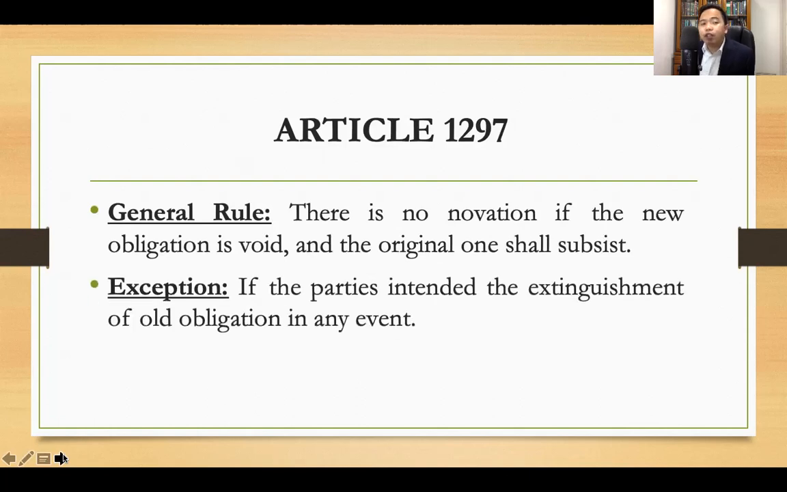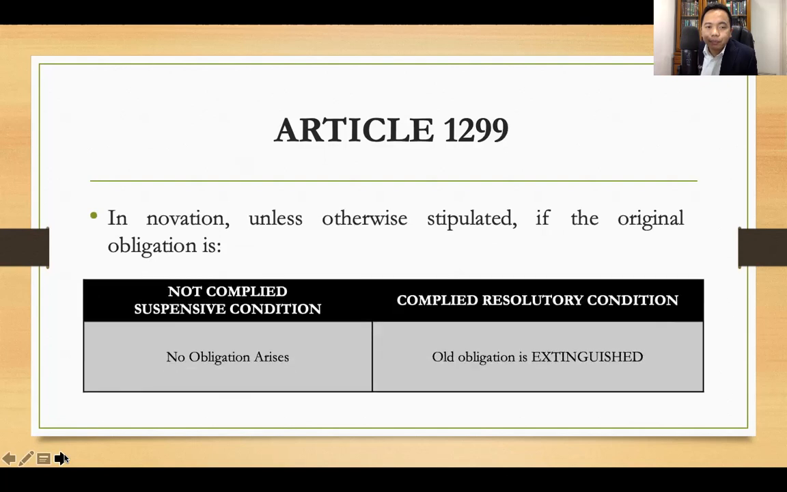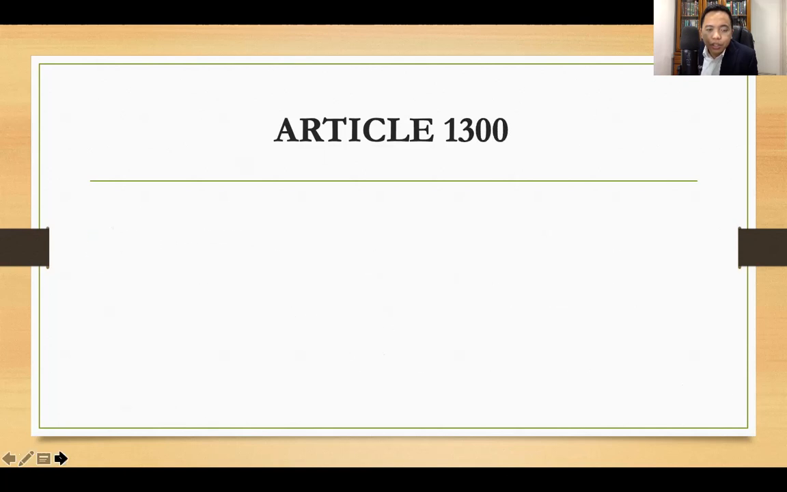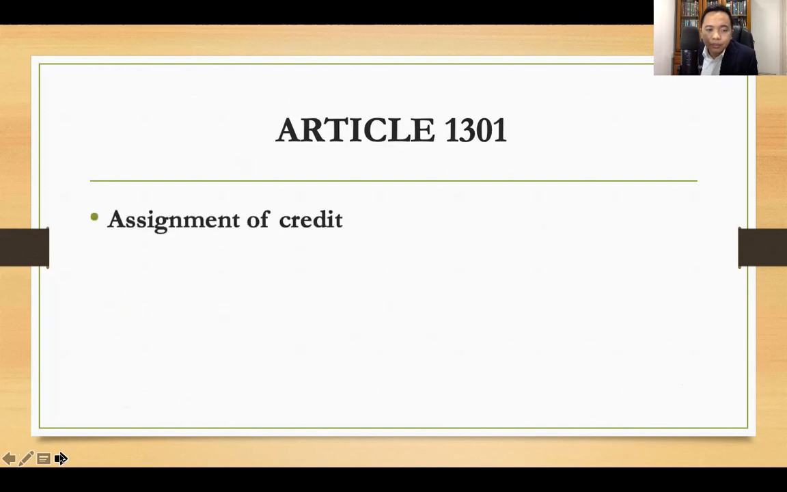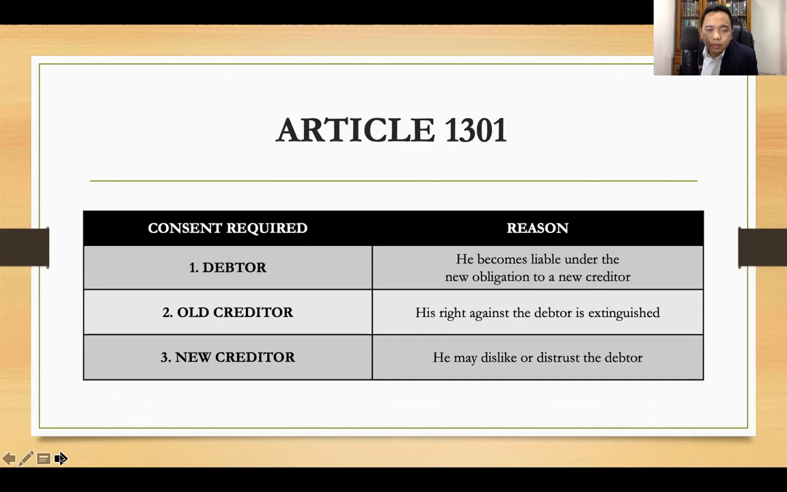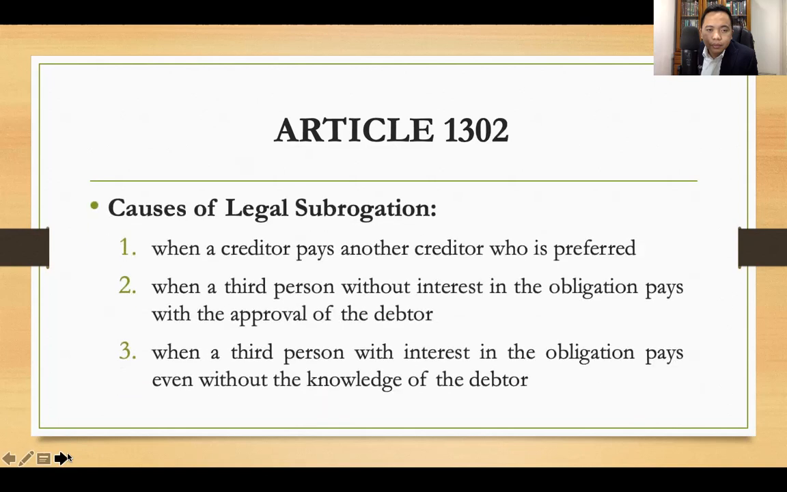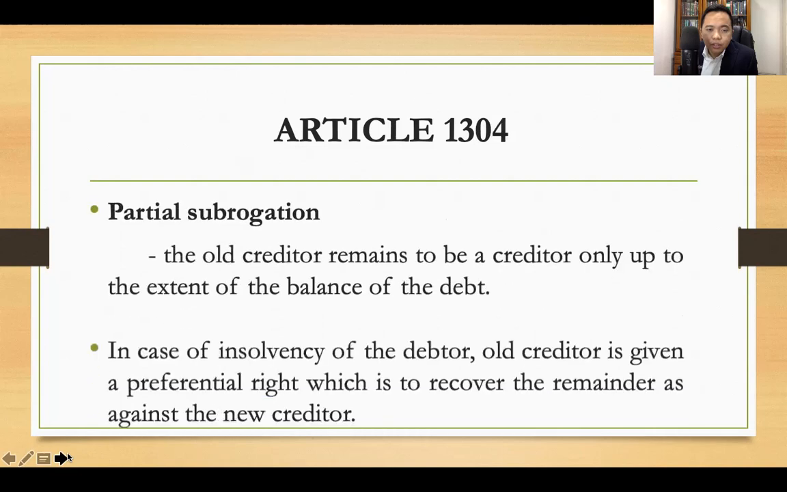There is no novation if the new obligation is void and the original one shall subsist. Subrogation. Okay, I've explained this concept to you. There are two kinds, conventional, legal. Same, same. Legal subrogation, transfer of right. I will leave this to you.